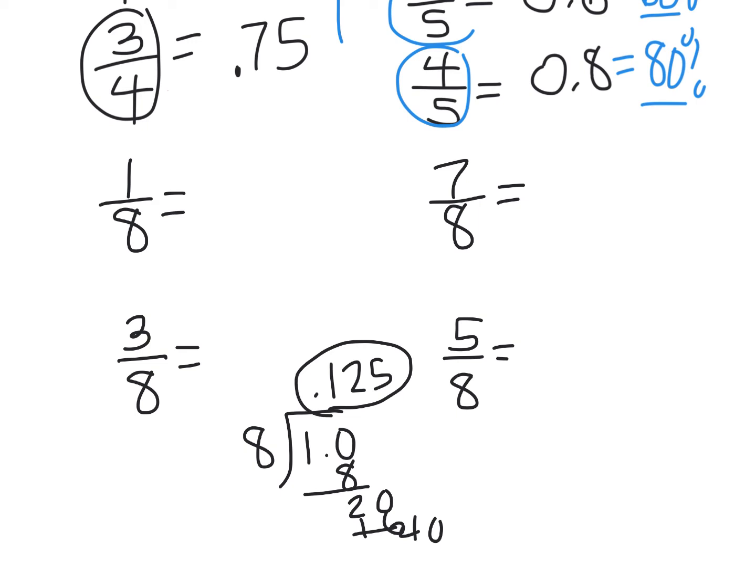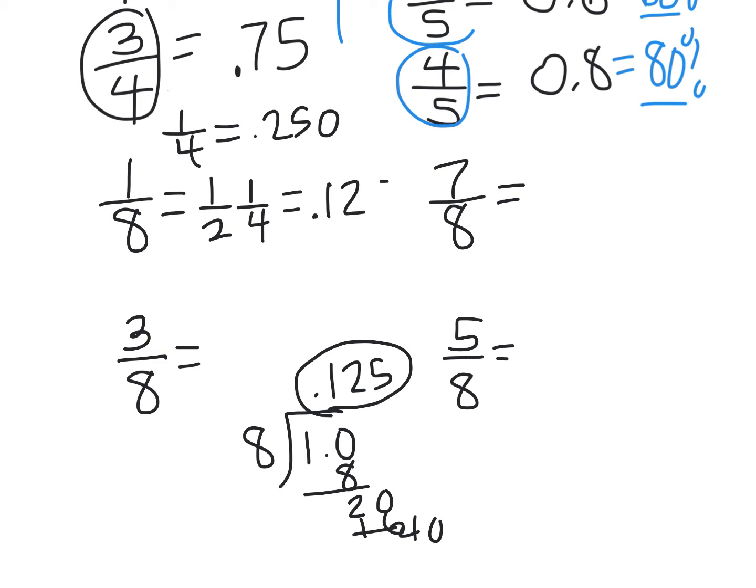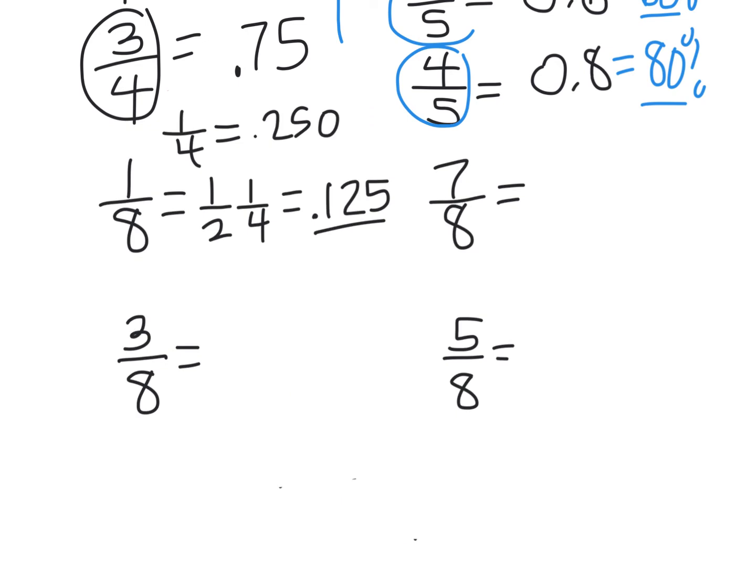Now this number here is half of 0.25. Remember that 1/4 was 0.25. And 1/8 is 1/2 of 1/4. So if you take half of 0.250, that's 0.125. Okay? So if you know 1/8 is 0.125, then what is 3/8? 3/8 would be 0.125 times 3, which would be 0.375. What is that as a percent? Multiply by 100, that would be 37.5%.